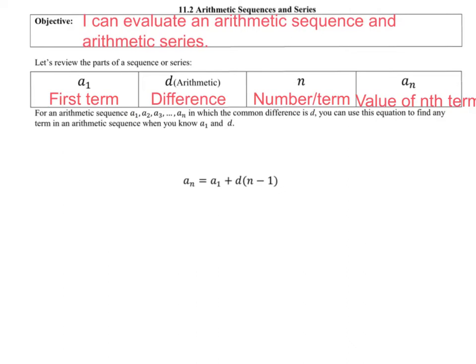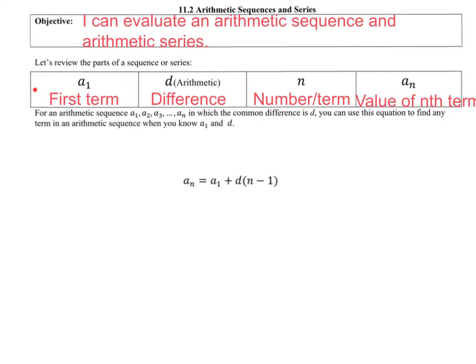This is section 11.2, Arithmetic Sequences and Series. Our objective today is I can evaluate an arithmetic sequence and arithmetic series. Let's review the parts of a sequence or series.